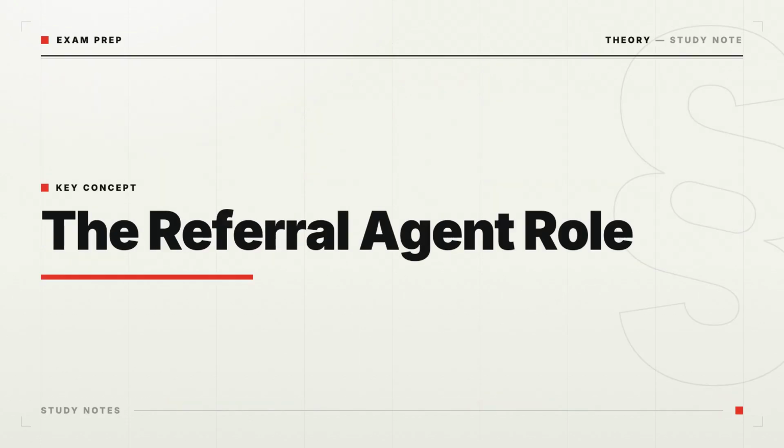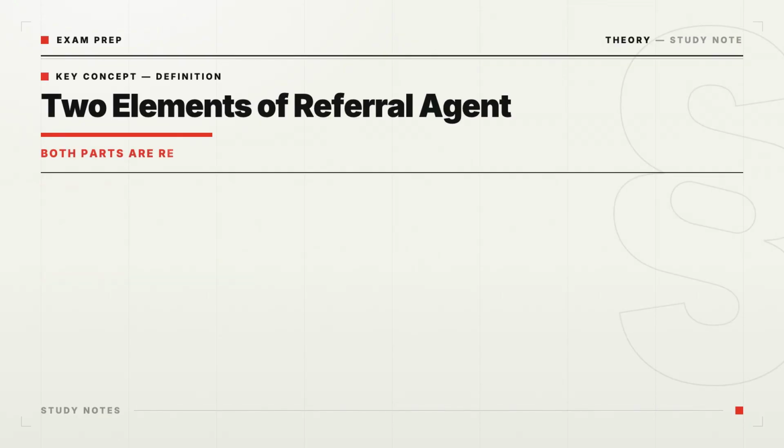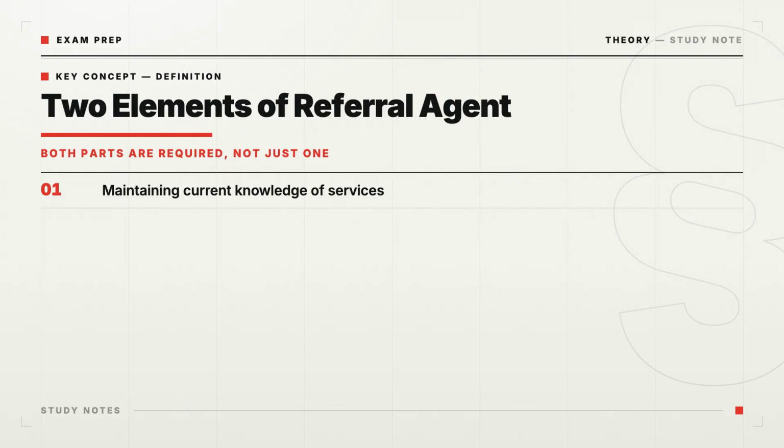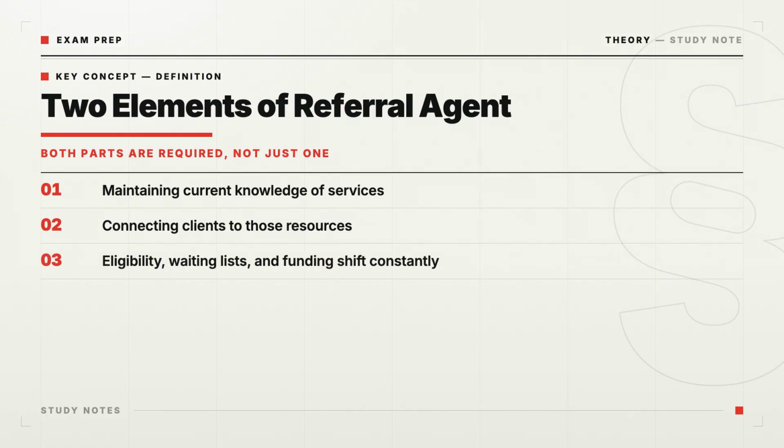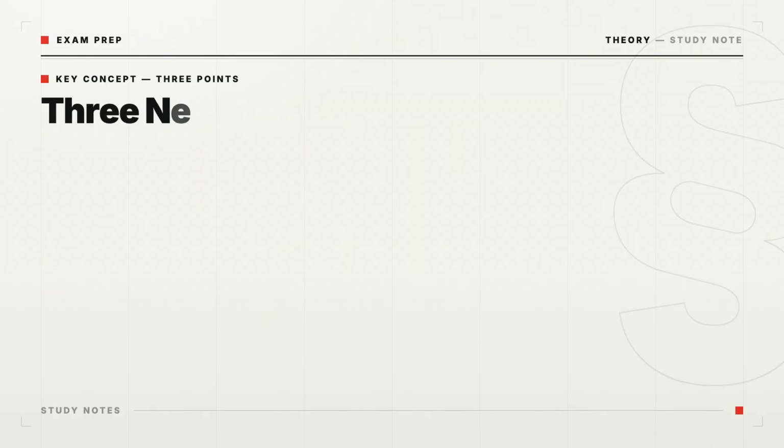Two nurses can both name a food bank, but only one knows it still has funding this week. That gap between stale knowledge and current knowledge is the entire substance of the referral agent role. The role has two elements, and the first is easy to skip: maintaining current knowledge of community services and connecting clients to those resources. That knowledge has to stay current because eligibility rules change, waiting lists grow, and funding cycles end. Connecting is the visible half, but it only works if the invisible half was actually done.